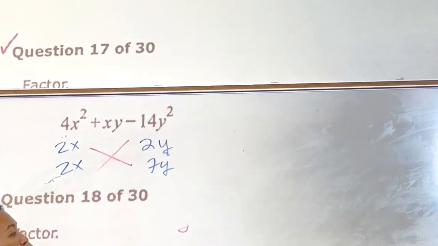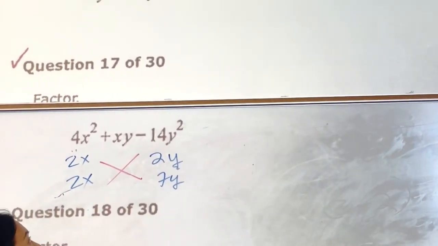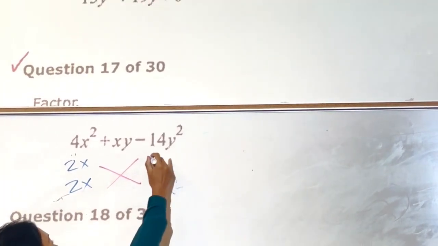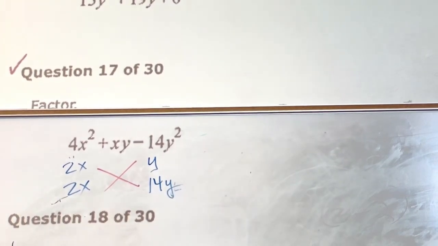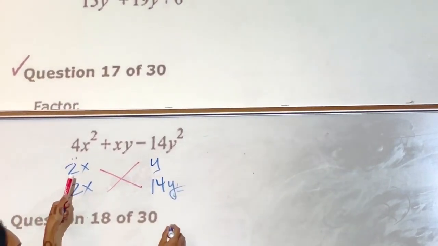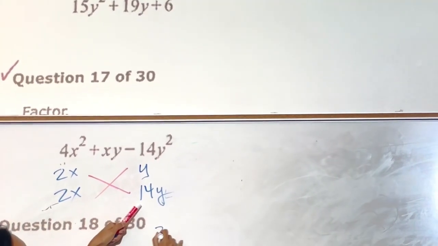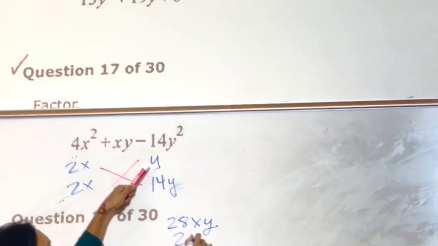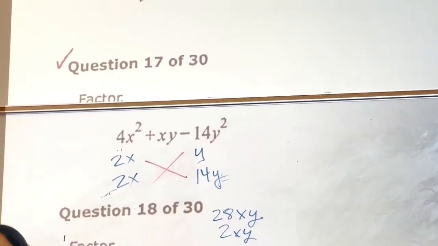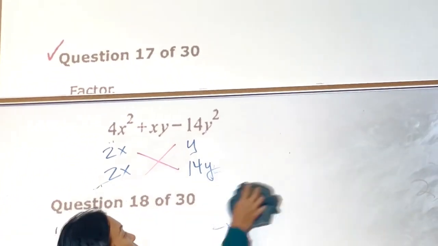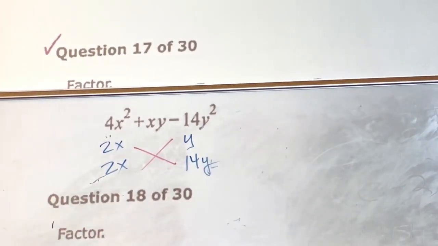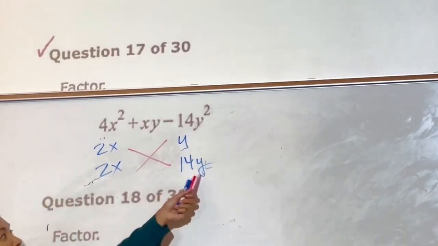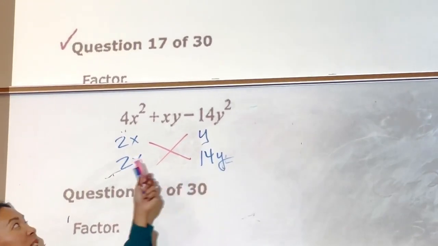So what other numbers besides 2 and 7? 1 and 14, okay? So how about a y and a 14y? So cross multiply, what do we get? 28xy. And then this way? 2xy. Can I add or subtract that to give me a 1xy? No, so that doesn't work. So we've covered our bases. We did 2 and 7, 1 and 14, and it doesn't work. So something must be wrong with this one.